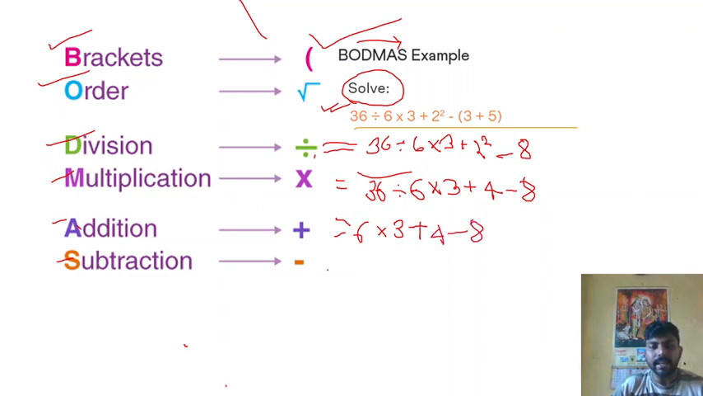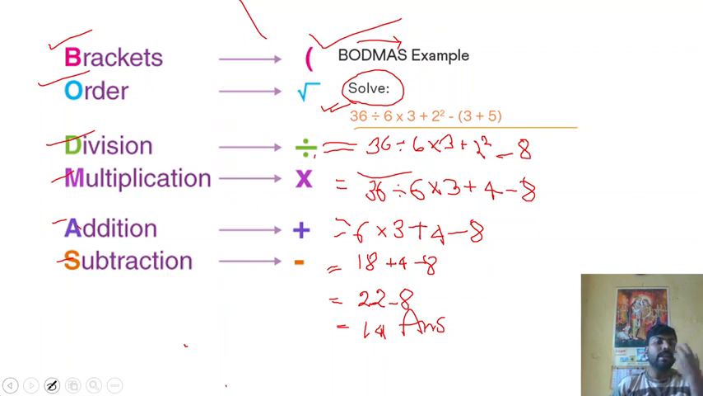After that we get the multiplication: 18 plus 4 minus 8. After that comes the addition, so 22 minus 8. Last we do the subtraction and we get our answer, 14. In this way, by following the BODMAS theory, we can easily solve any simplification problem. Let's solve a few more problems of BODMAS.